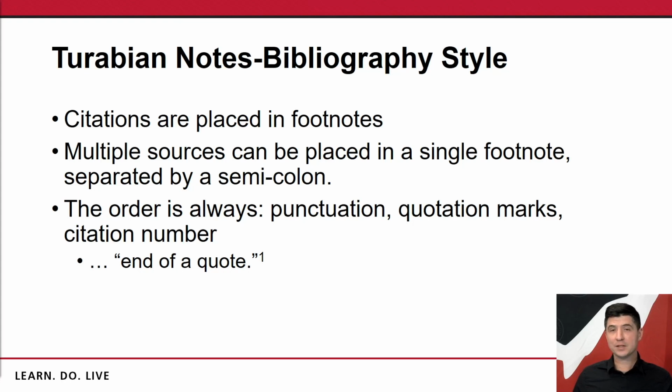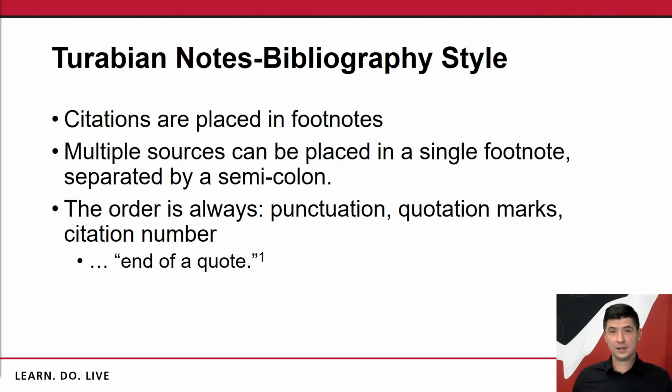I'm going to cover the Turabian style, the Notes-Bibliography style, since that's the style that's used in my papers. However, please remember that if your course and your instructor requires a different style, you're going to need to find the differences. So in the Turabian style, citations are placed in footnotes. And you can include one source in a footnote. You can also include multiple sources in a single footnote. So if you want to cite two particular sources, that is an article and a book, you only need one footnote for both of those, and you would separate the citations by a semicolon.